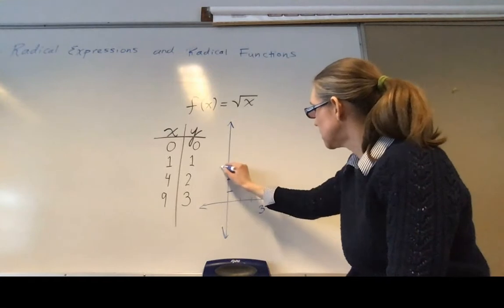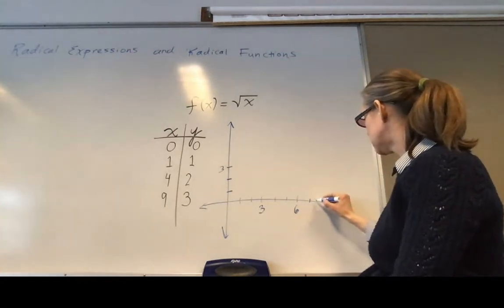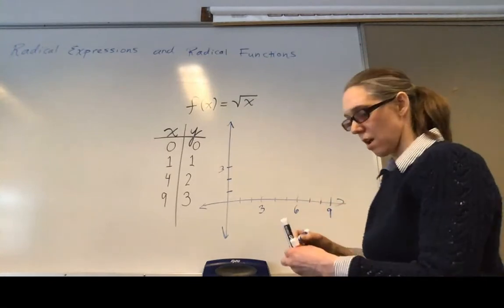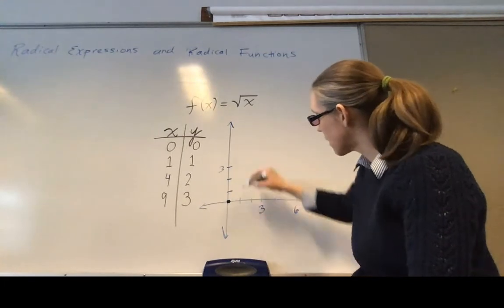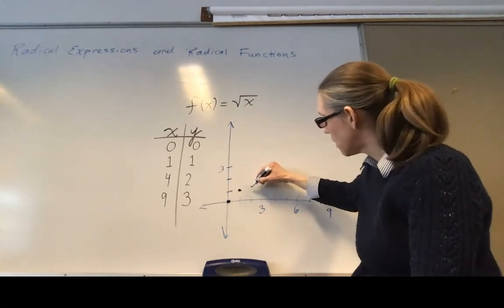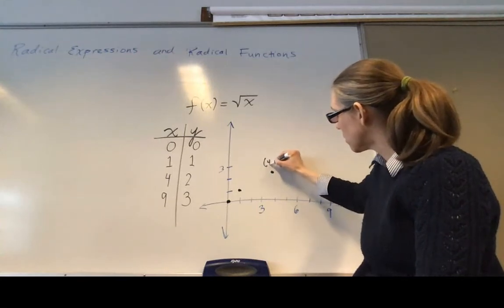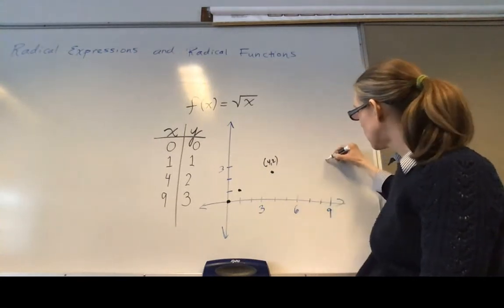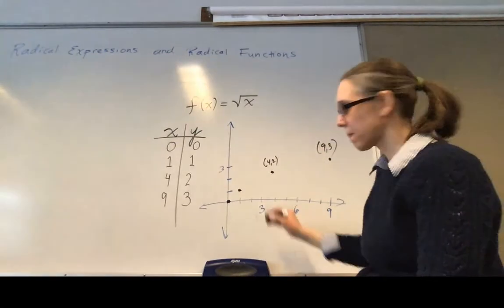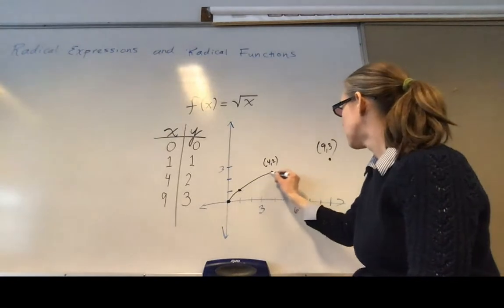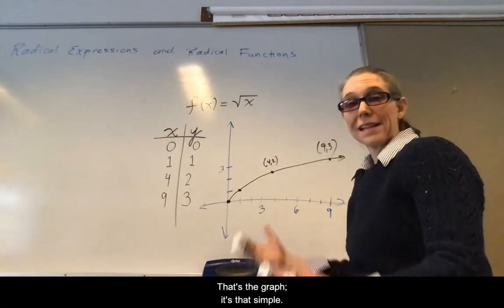So here's 3, here's 3, 6, and 9. So my graph starts at (0, 0). Then it goes to (1, 1). Then it goes to (4, 2). So this point right here is (4, 2). And then it goes to (9, 3). Right. So that's the graph.